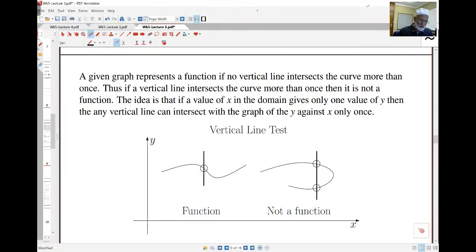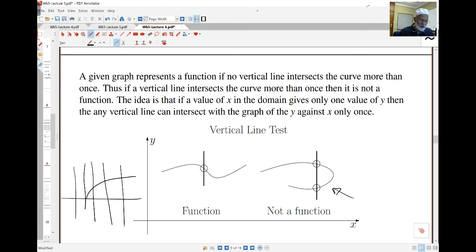You can see that if I've got two values of y for a value of x, then the graph will be intersected twice by any vertical line. So the vertical line must intersect no more than once. In fact, if I look at something like square root of x, that vertical line doesn't intersect anywhere, but that's fine. But it can't intersect more than once.